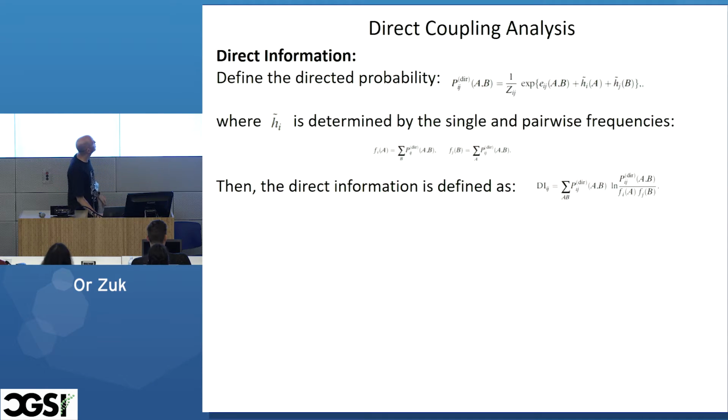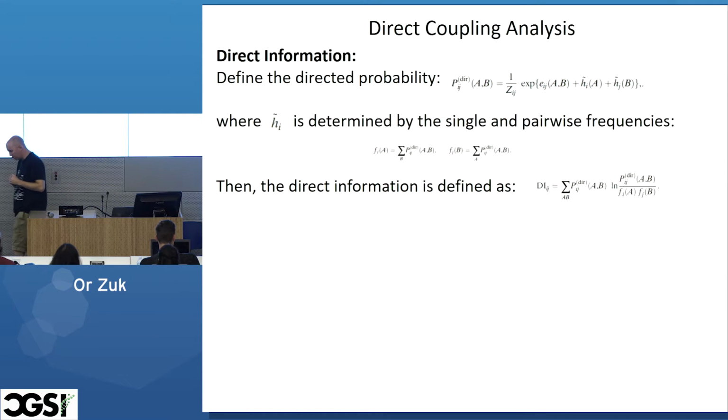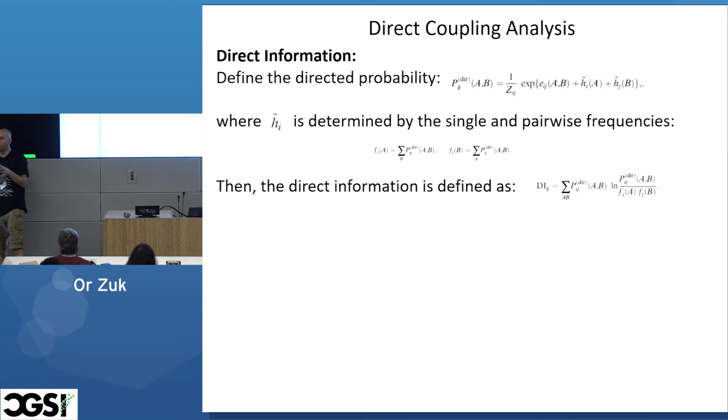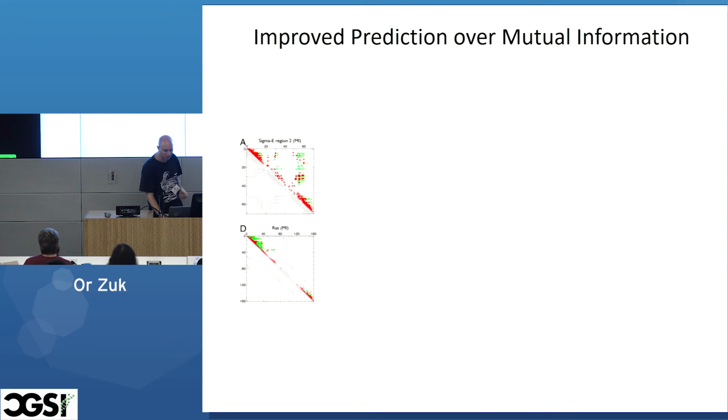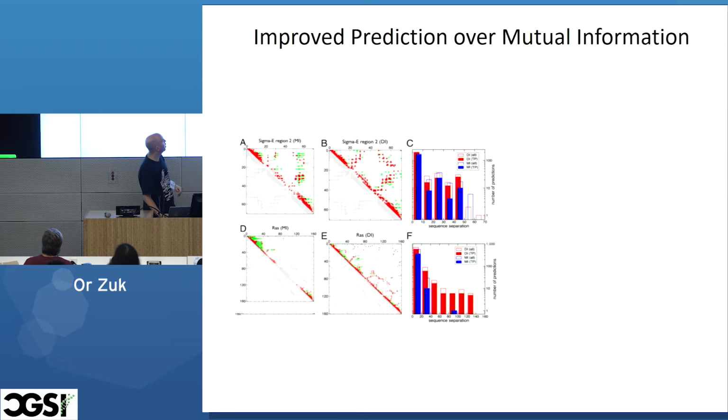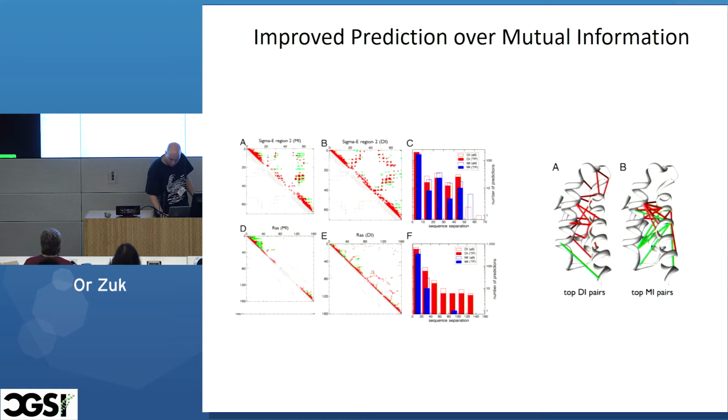In particular, the output of this method is called direct information, which you can think of as some modification of mutual information, but when you condition on all the other variables. And you rank your pairs by the direct information rather than the mutual information. And they also show a great improvement. So this is the direct information results, and these are the mutual information results. Red are correct contacts, and green are incorrect contacts. And you can see they improve quite a lot versus mutual information.